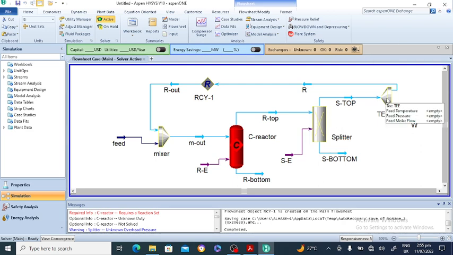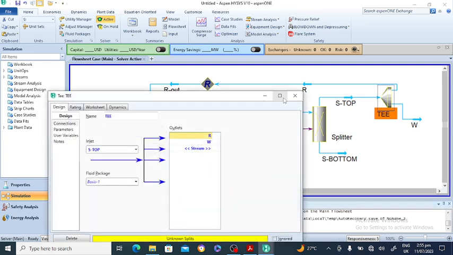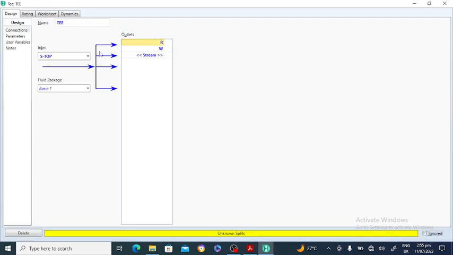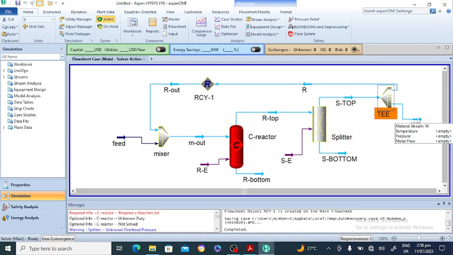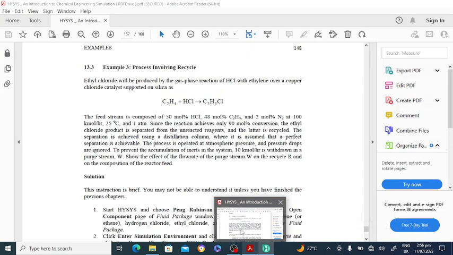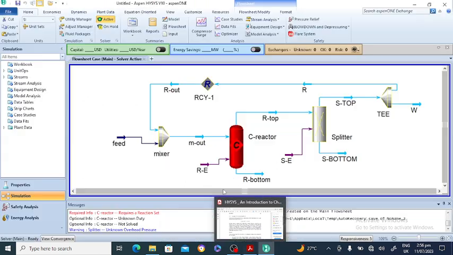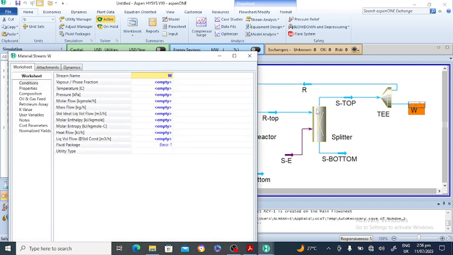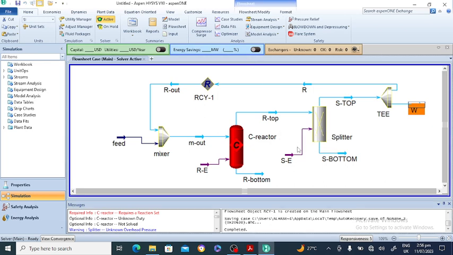Go to the T, double click on T. Okay, this is T. This is the purge stream. So the molar flow rate of the purge stream is given. The molar flow rate of the purge stream in the T should be 10 kilomole per hour, withdrawn in the purge stream. So 10 kilomole per hour. Okay.